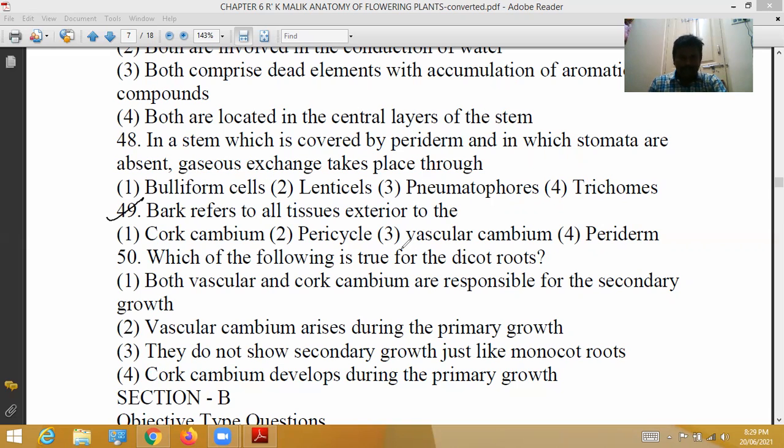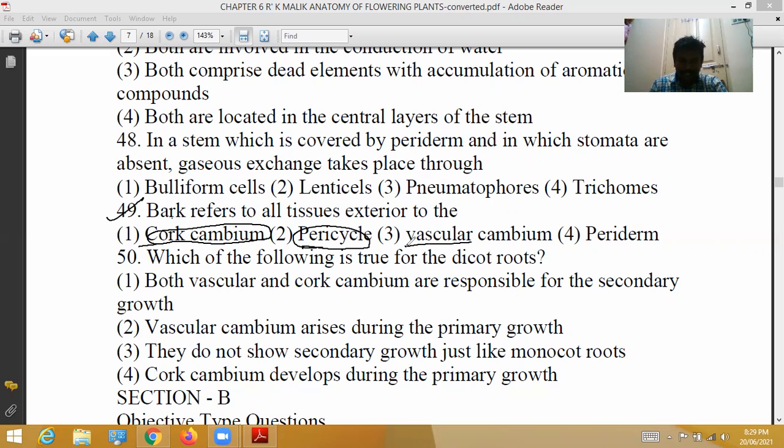Next, bark refers to all tissues exterior to which tissue, with respect to the external surface? Cork cambium is not it, as bark does not refer to the tissues with external parts only. Pericycle also refers to an internal part, not exterior.